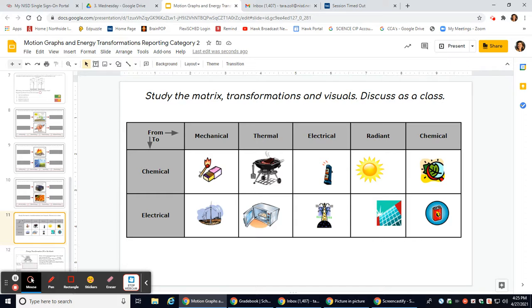So from here, what we have is chemical energy to, we're going to do it backwards. I apologize. Mechanical energy, we're striking the match on the box, into chemical energy because we have that stored energy. Here we have thermal energy, heat energy, which is going to get transformed into chemical energy, food for us to eat. Here we have electrical energy being transformed into chemical energy.